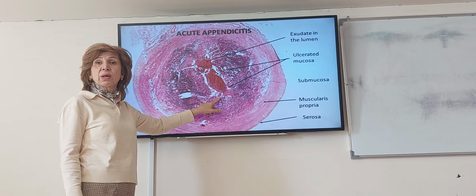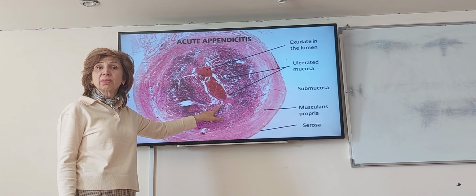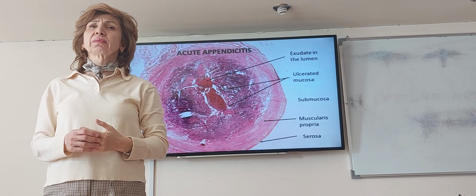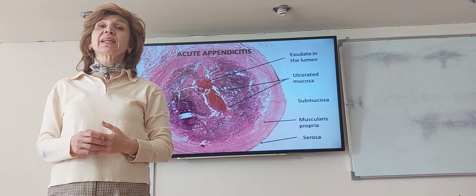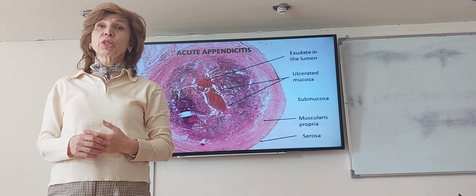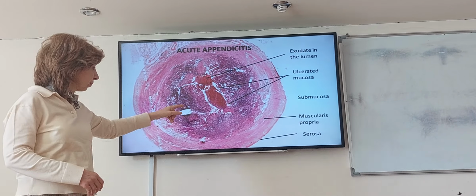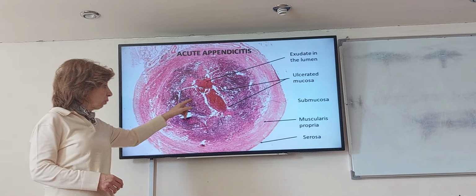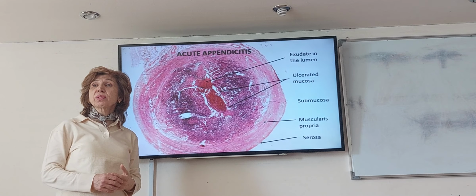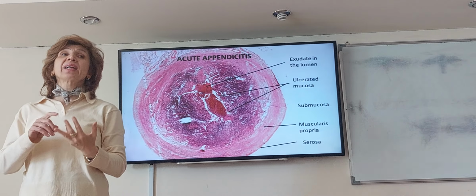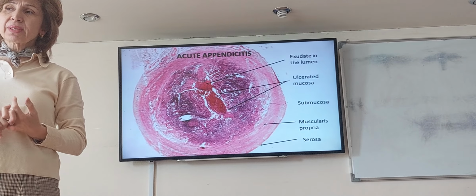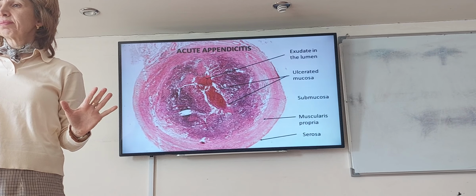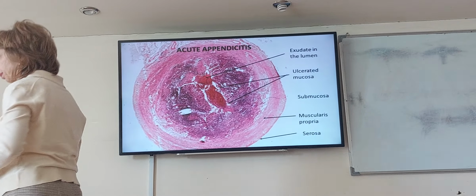What about the mucosa? What will I see? Ulcer, in any epithelial layer when I have acute inflammation. What is an ulcer? Loss of epithelium. What will I see in all layers? I will see neutrophil infiltration, vasodilation, and increased permeability. Agree, everyone? Okay.